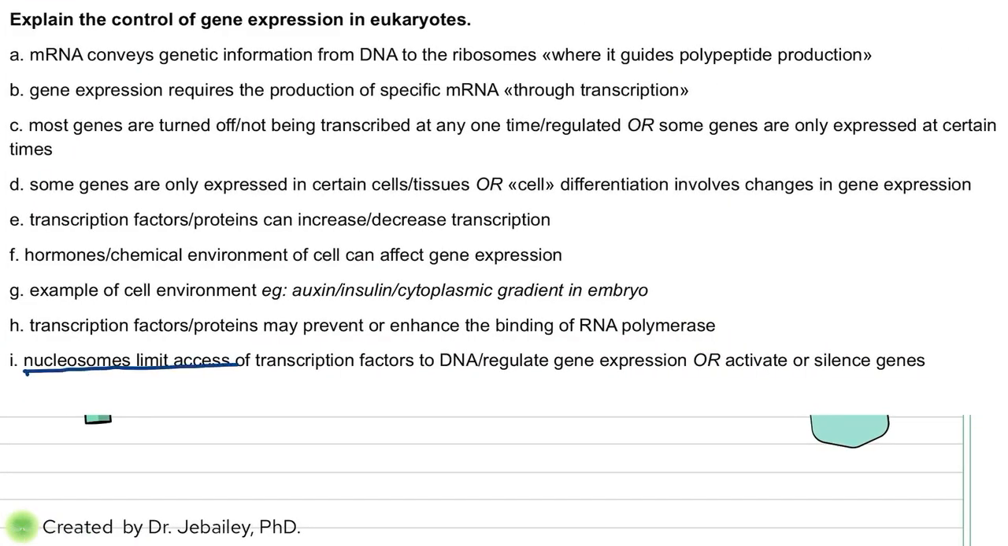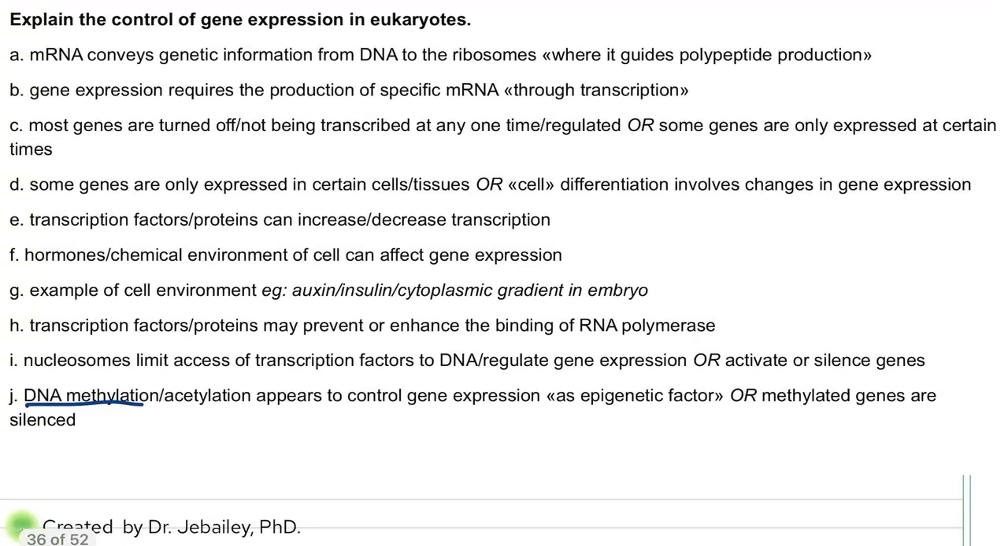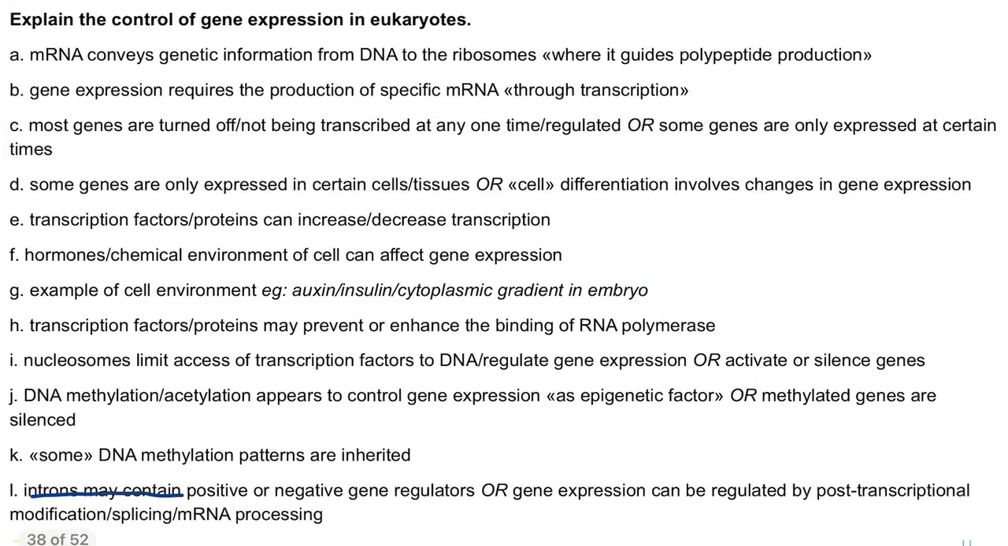So we can talk about nucleosomes limiting the transcription factor or regulating the gene expression by activating or silencing the genes. As I mentioned, it can be DNA methylation or acetylation that controls the gene expression. Remember, the more methylated, the more silenced; the more acetylation, the more it's activated. Some DNA methylation patterns are inherited. Like I told you, DNA methylation can be passed from your mom to the child. And introns may contain positive or negative gene regulators. Gene expression can be regulated by post-transcriptional modification, splicing. Yes, depending on which introns you cut, you're going to get different types of proteins.